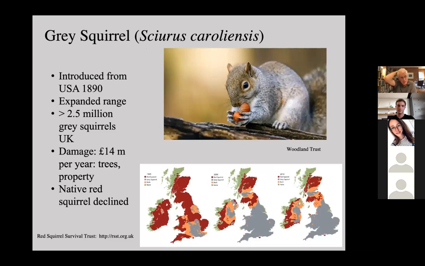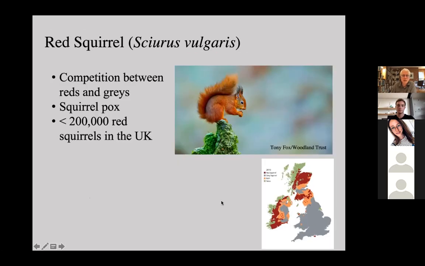It expanded its range from southern England where it was introduced, and there are now 2.5 million grey squirrels in the UK. You can see its map spreading here from 1940, the end of the Second World War, 1945, 2000 to 2010. It's spreading northwards. And as it spreads, the native red squirrel is disappearing. It also causes a lot of damage in forestry plantations. So cute though it is, it's a destructive animal. And in conservation terms, it's really tricky.